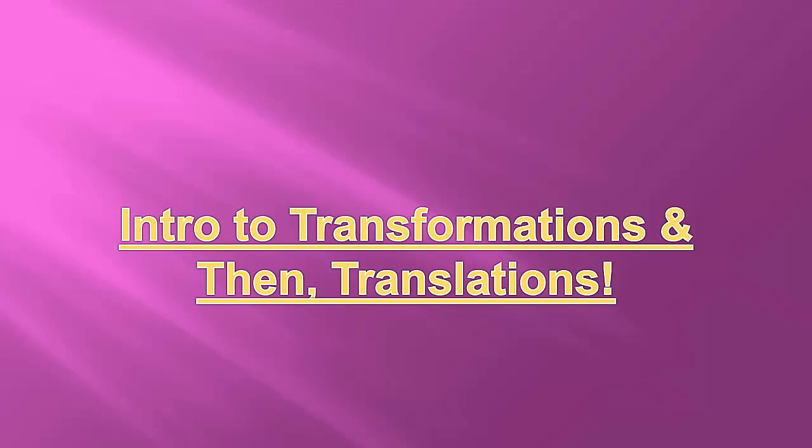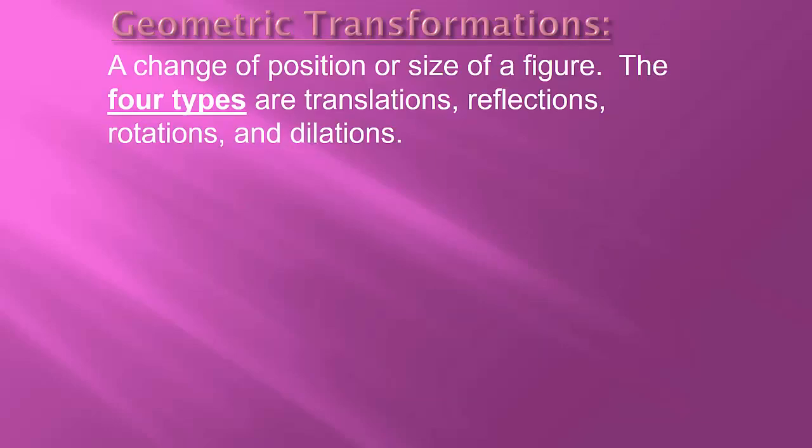With a transformation, there is a change that is taking place with the shape. We'll talk about that more specifically as we look at some of these examples. Geometric transformations: a change of position or size of a figure. The four types of transformations are translations, reflections, rotations, and dilations.